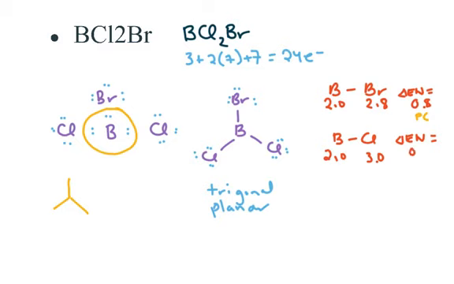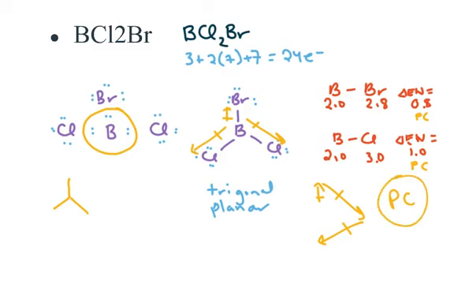For the second one, I've got a difference of 1.0, also polar covalent. However, the ones that are 1.0 are bigger than the one between B and Br. So if I were to add them together, they would not go back to the beginning. So this is going to be polar covalent overall.